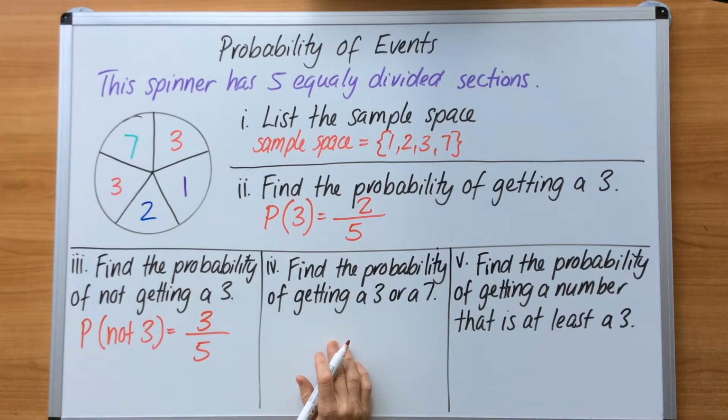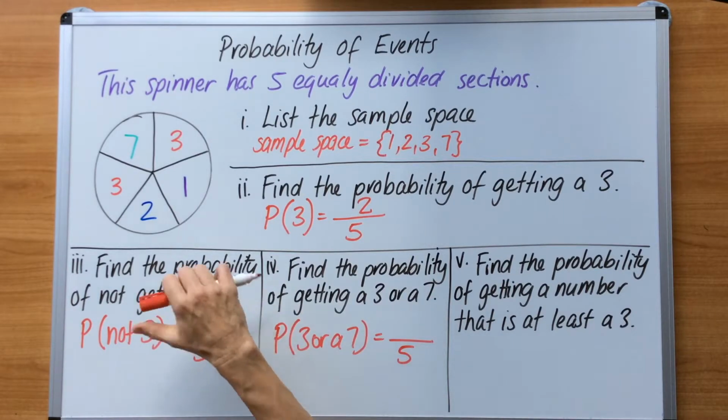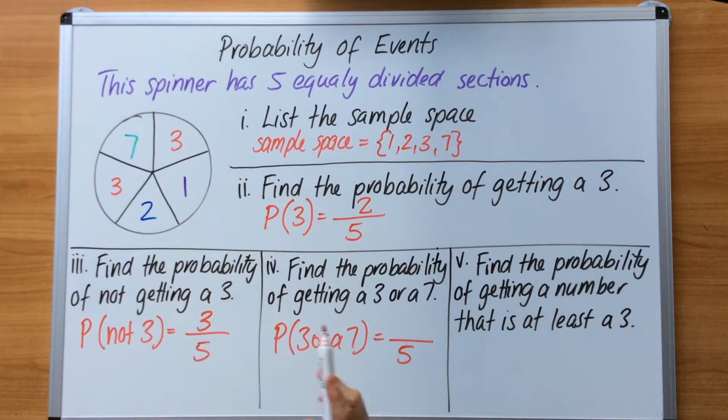Now we move on to this question here. It says find the probability of getting a 3 or a 7. So P bracket 3 or a 7 bracket equals fraction line. We know there are 5 possible outcomes to this. And it's talking about getting a 3 or a 7. So we can have a 3 or a 7, and there are 3 numbers there. So it's 3 out of 5 chance.